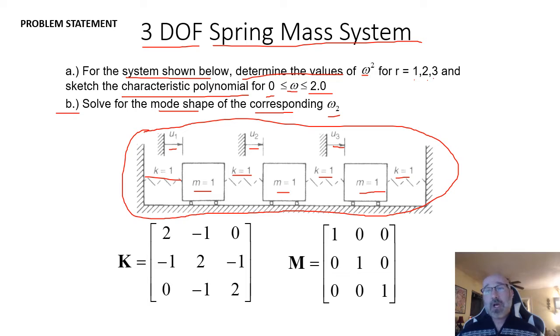Now they give us our matrix for our spring k, where we have our values here: 2, -1, 0, -1, 2, -1, 0, -1, and 2. And they give us our mass matrix over here: 1, 0, 0, 0, 1, 0, and 0, 0, 1.